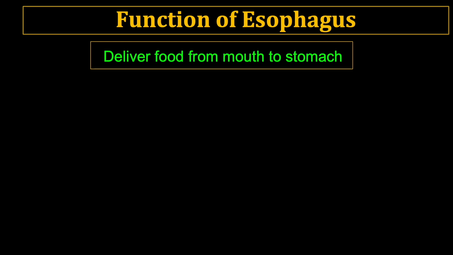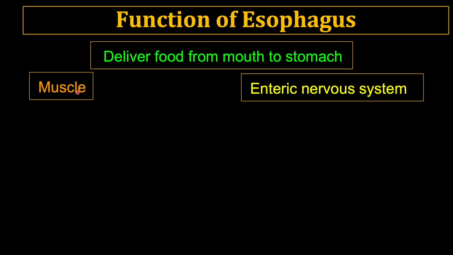The function of the esophagus is to transfer food from the mouth to the stomach. This delivery of food from mouth to stomach is a well-coordinated activity. This is brought about by the muscles of the esophagus and the enteric nervous system.